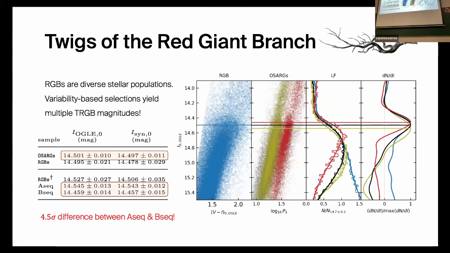Red and yellow encode the two A and B sequences. Blue is the overall all-stars red giant branch measurement. You see that the luminosity functions look quite different. The red one is much more skewed and much sharper at the tip. The yellow is actually at a lower magnitude, and you see it visually in this diagram where the tip of the red giant branch magnitude would be measured. And if we look at it statistically, they're different at 4.5 sigma significance.